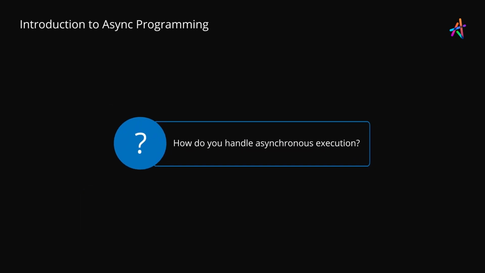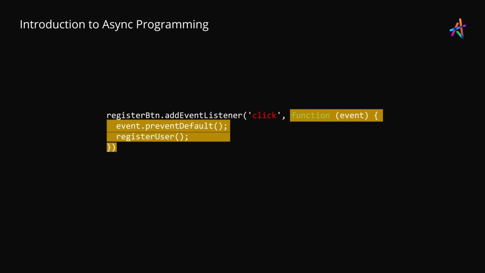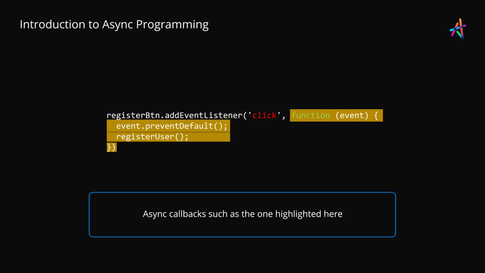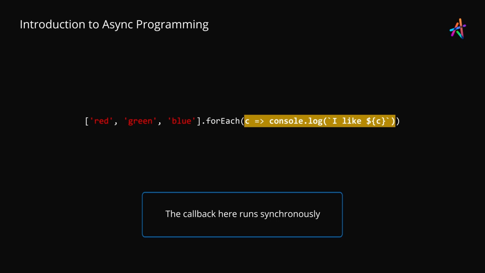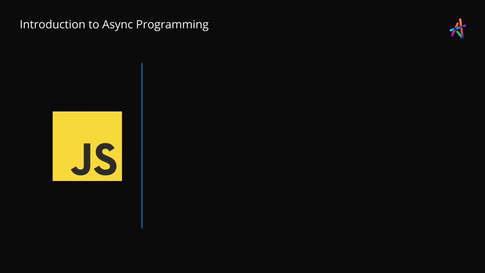So now, how do you handle asynchronous execution? Well, constructs that provide asynchronous abilities in the browser have traditionally provided a callback-oriented interface, which you can see here. You've been using it all this while with event listeners. But do keep in mind, not all callbacks are asynchronous. For instance, the callback here isn't asynchronous and the loop runs in a sync fashion for all elements in the array.